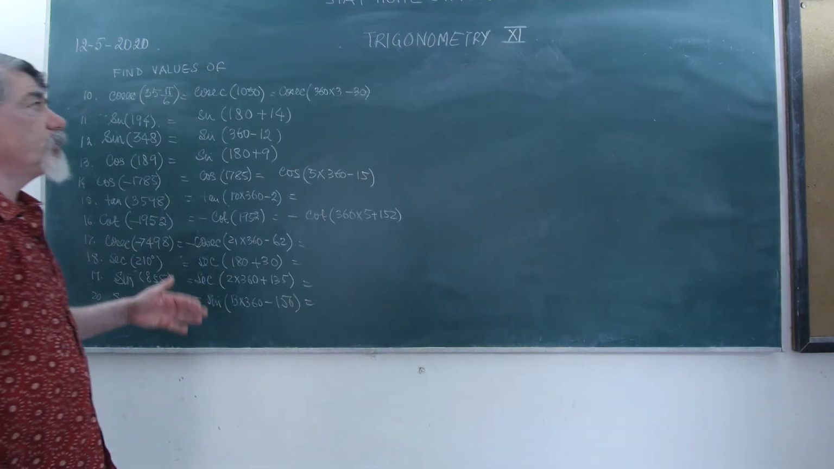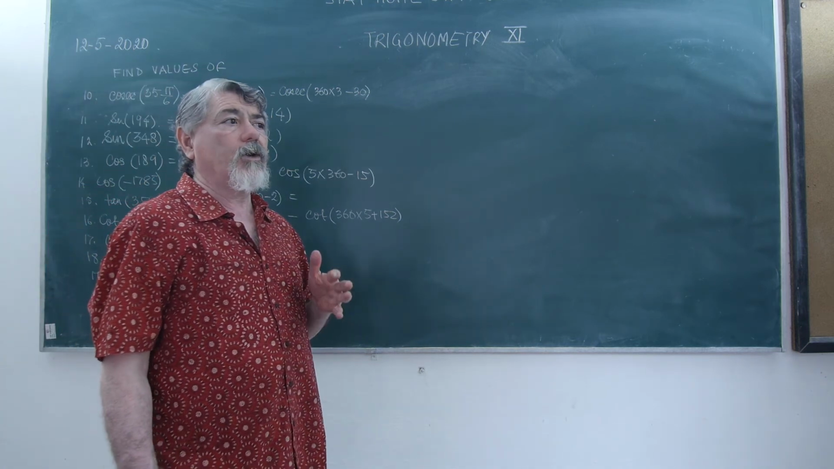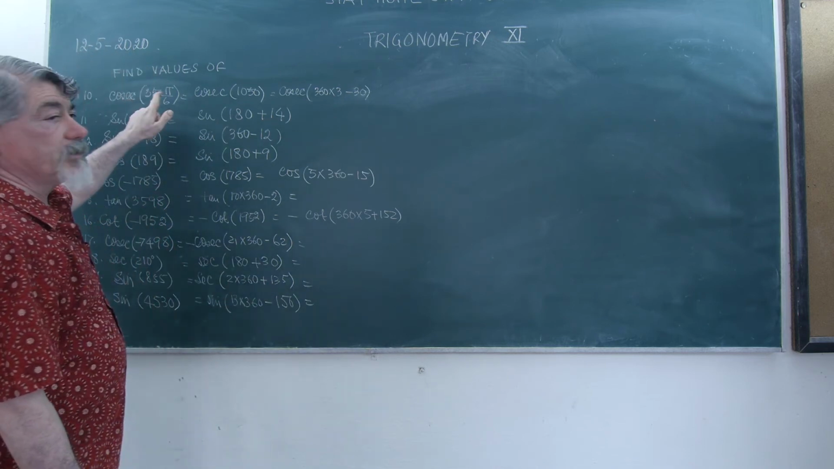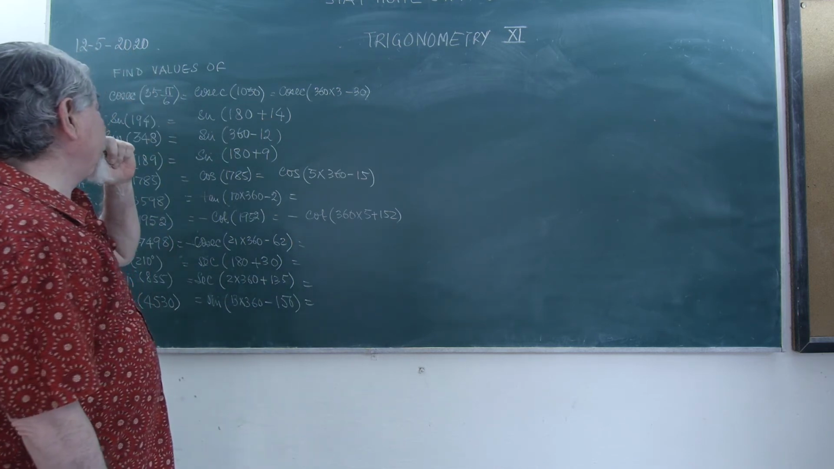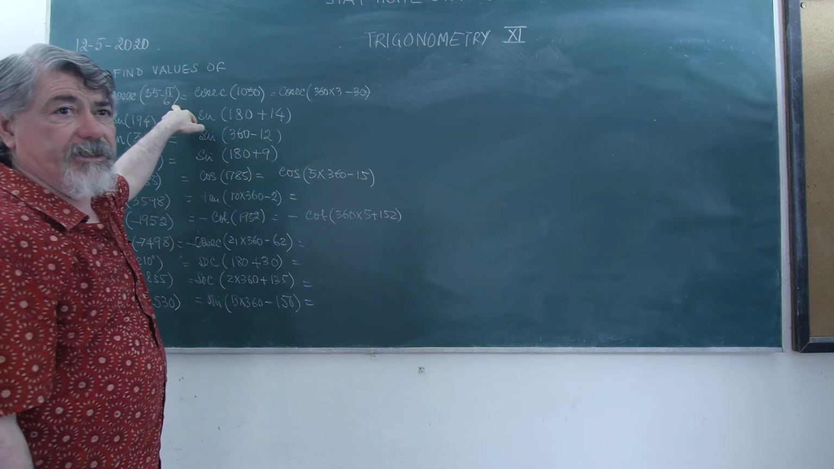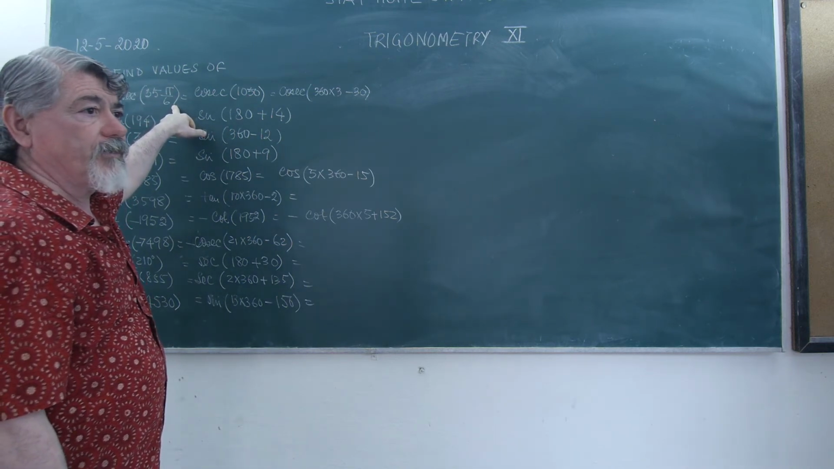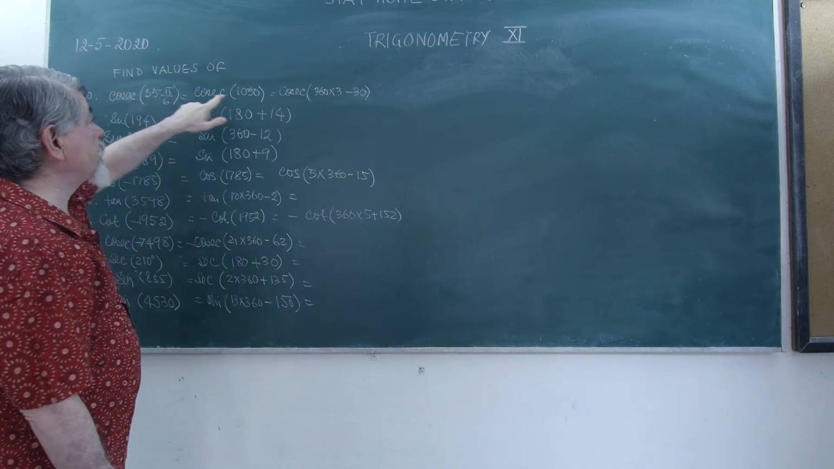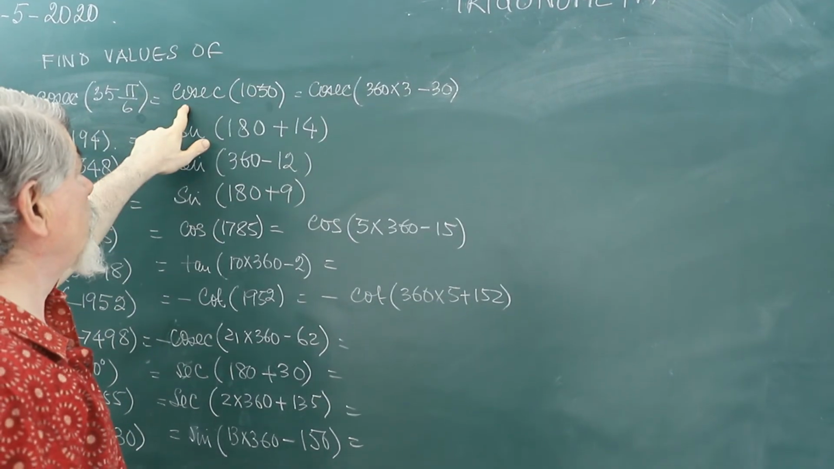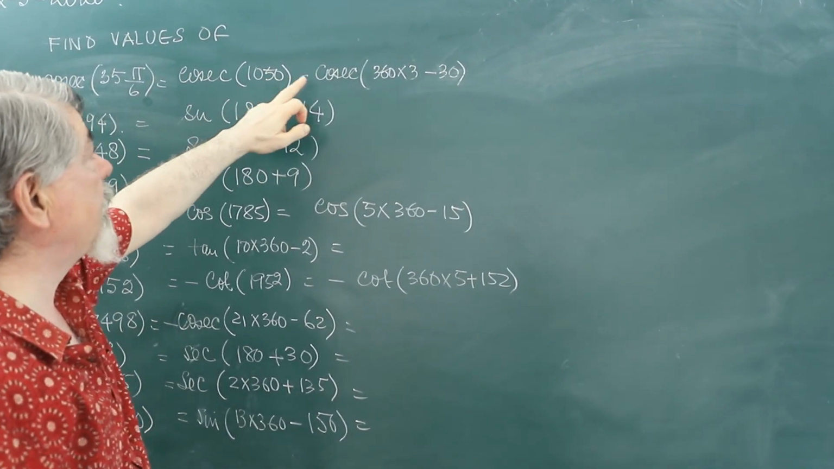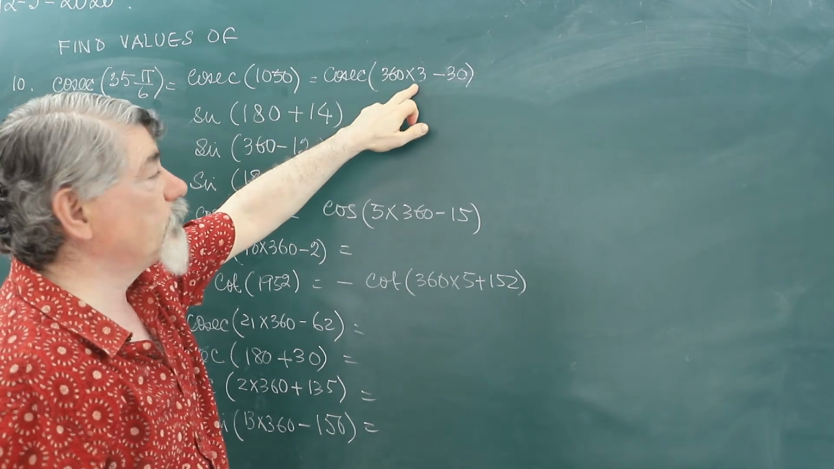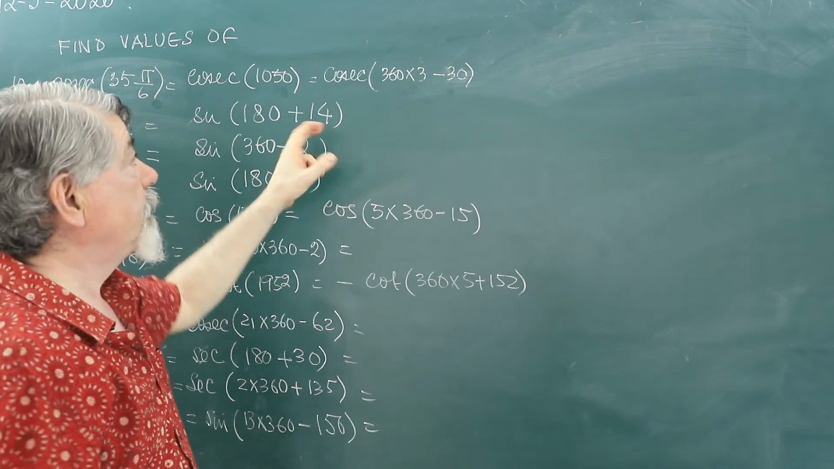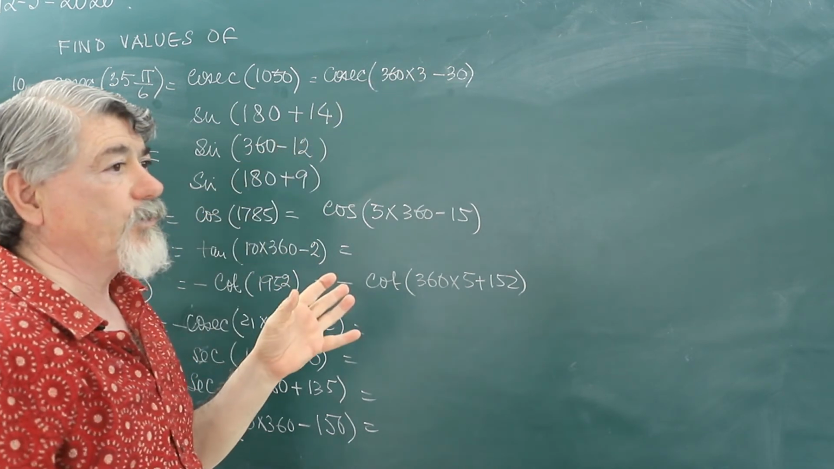We are on the same series of finding out the values of trigonometric angles, like cosec 35 pi by 6. Pi by 6 is 30 in terms of degrees. So 35 into 30 is 1050. Cosec 1050 we have written as cosec 360 into 3, that is 1080, minus 30. 360 into 3 is 1080.